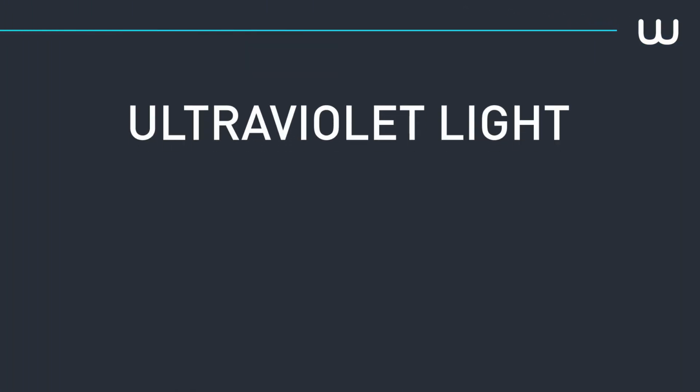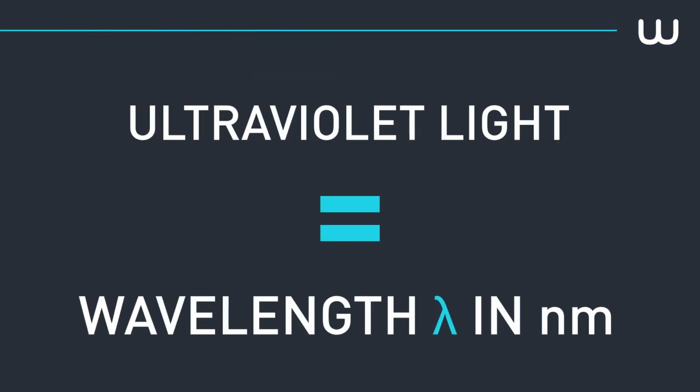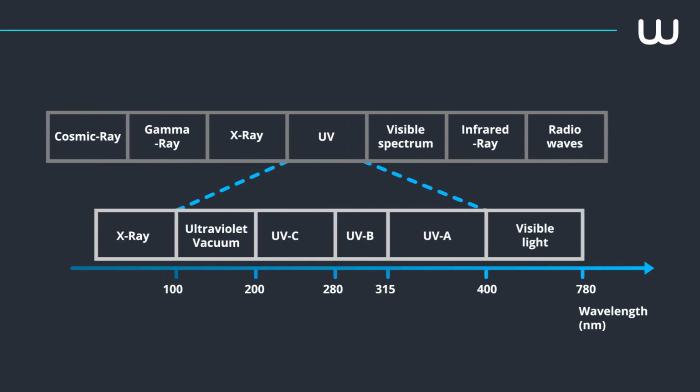UV light is characterized by a certain range of wavelengths. Now, this wavelength is written using the lambda symbol and commonly expressed in nanometers. Now, three main types of UV are differentiated: UVA, UVB, and UVC. Now, only UVC light, the wavelength of which is between 200 and 280 nanometers, is capable of destroying pathogenic microorganisms. Now, their removal is optimal at a wavelength of 253.7 nanometers.